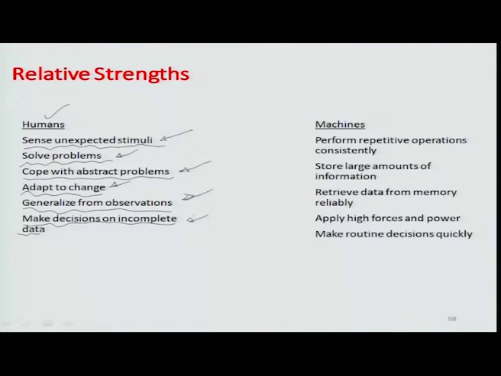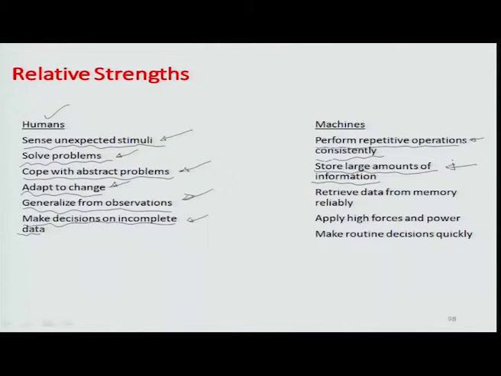However, when we talk about strengths related to machines, the biggest strength that machines have is that they perform repetitive operations consistently. There is a powered mode, there is a distribution of power, and all it needs is to set up the power in a particular manner, so that there is repetition of tasks undertaken by the machine. It can store large amounts of information.